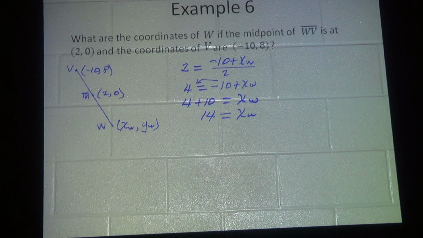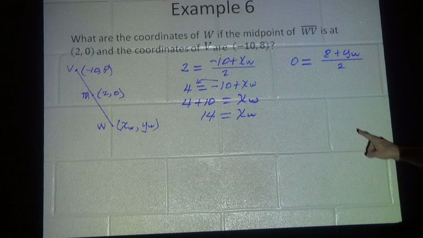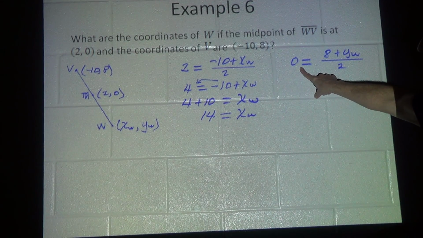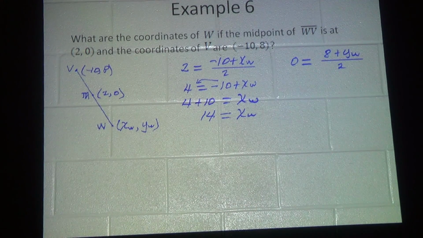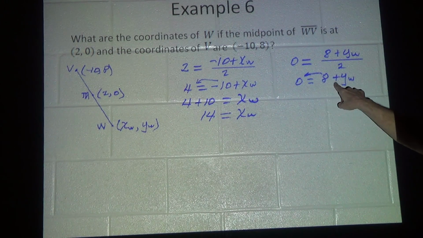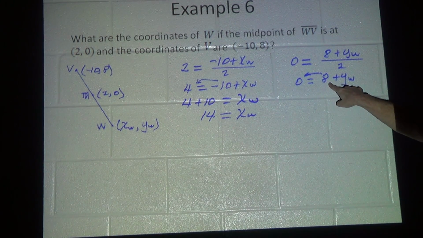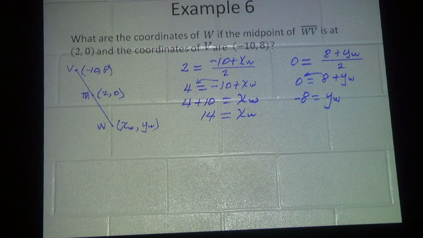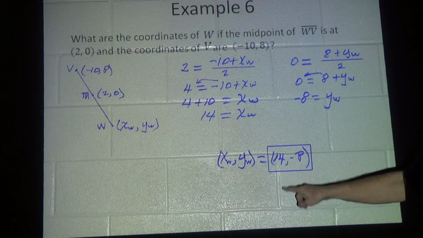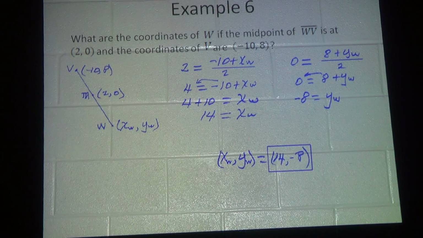For the y coordinate, we do a similar thing, but this time we know that this is at point 0. So if we have 8 plus the y coordinate of point W divided by 2, we're going to multiply both sides by 2 to get rid of the denominator. So this gives us 0 is equal to 8 plus the y coordinate of W. We're going to move the 8 over. So negative 8 equals the y coordinate of W. So the other endpoint is going to be 14, negative 8.